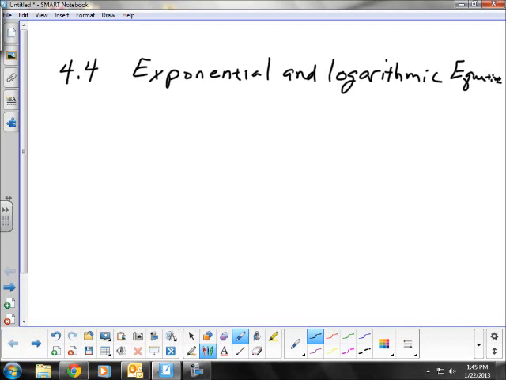For today, we're just going to do the first half of this section. And so we're going to talk about how to solve exponential equations.